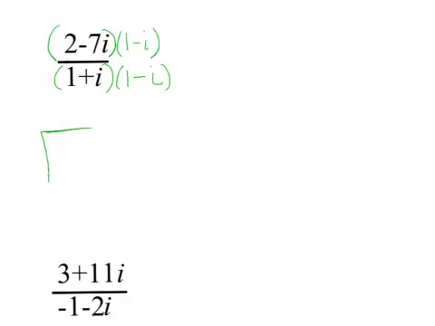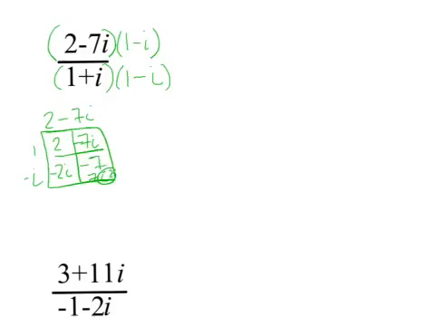And so we're going to have two boxes here. So let's just work out the top right now. I've got 2 minus 7i and 1 minus i. So we get 2 minus 7i minus 2i. And then this would be plus 7i squared, but i squared is negative 1, so we get minus 7. So on the top, we'll get 2 minus 7 is negative 5, and then minus 9i.